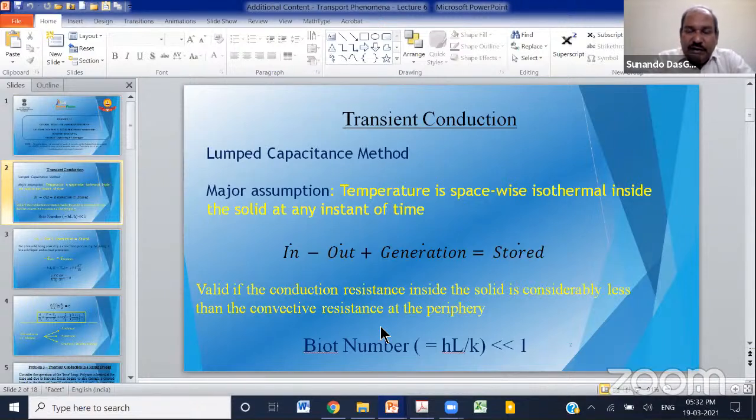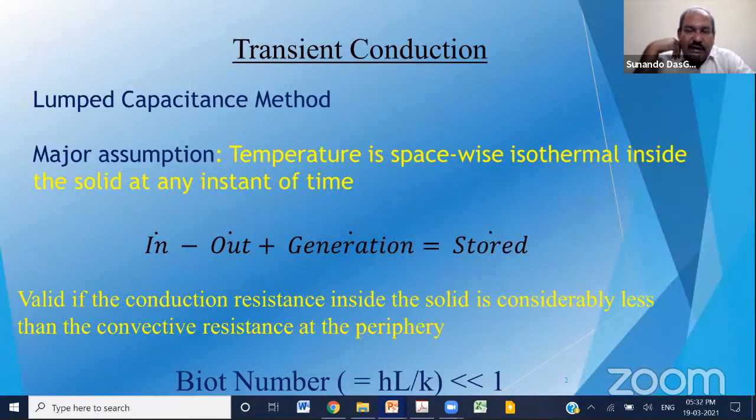The first one that I have discussed is the lumped capacitance method. I am going to talk only briefly about all these because in the main course I have taught them in detail. The major assumption of the lumped capacitance method is that the temperature is space-wise isothermal. That means for a solid, the temperature is not a function of x, y, z or r, theta, and phi. It's a function only of time at any given instance.